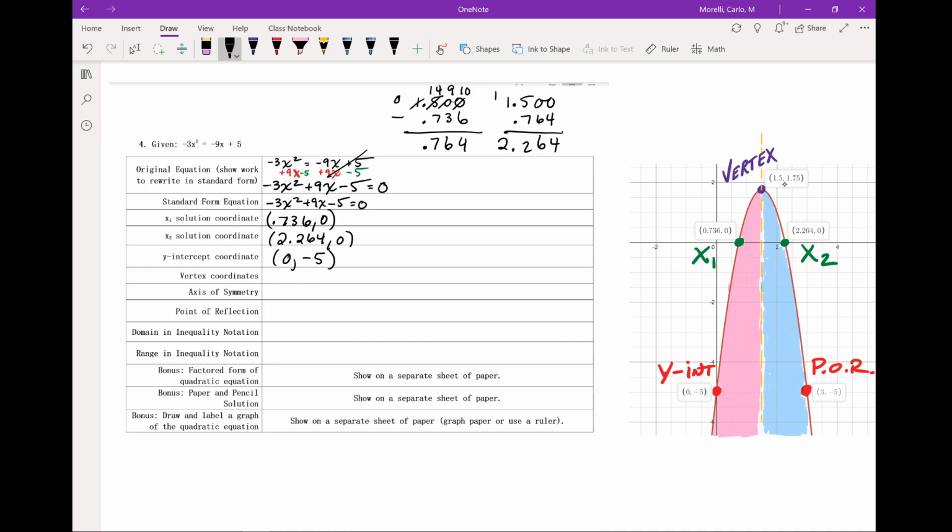Hey, I learned something new. You know what I learned? I learned that you can do slope on quadratics just like you can on lines. Rise over run. Really? Yeah.